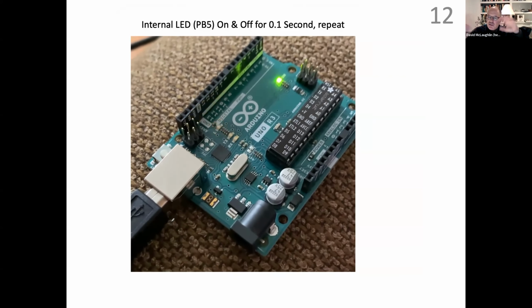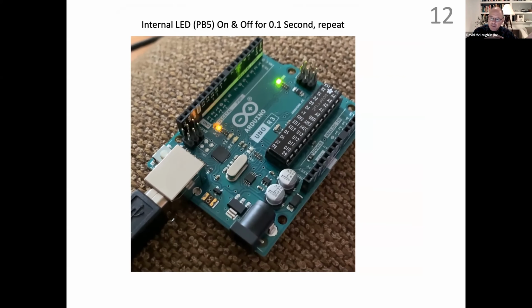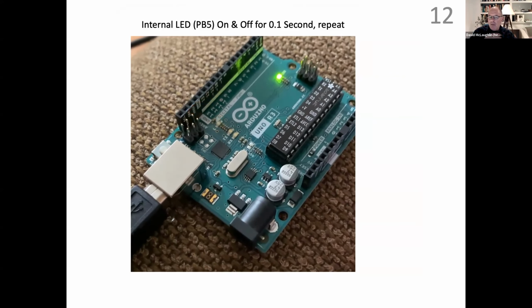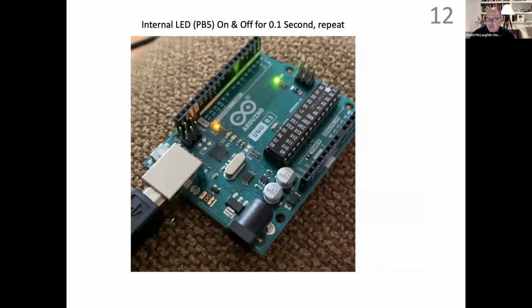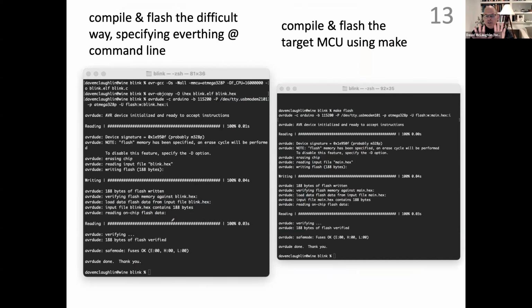Okay, so every time you want to change it, what you do is you change your source code, and then you just rerun the makefile, make and then make flash, and that'll compile it, and then that will download it for you. So I just wanted to compare the two different ways we did this.